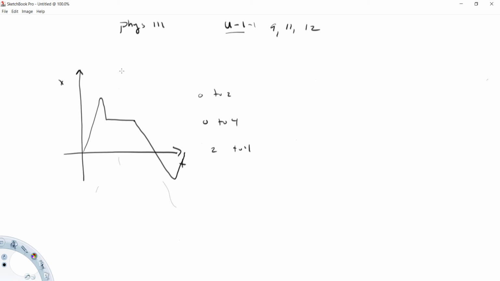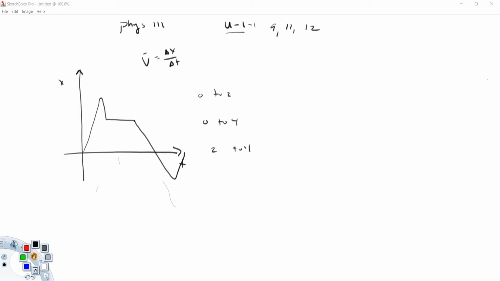So you should be looking at a picture that looks something like this. I left some of the detail out. Now, remember that your average velocity is delta x over delta t. An important thing to realize is that's the slope of an x against time graph. So these questions are all slope questions.